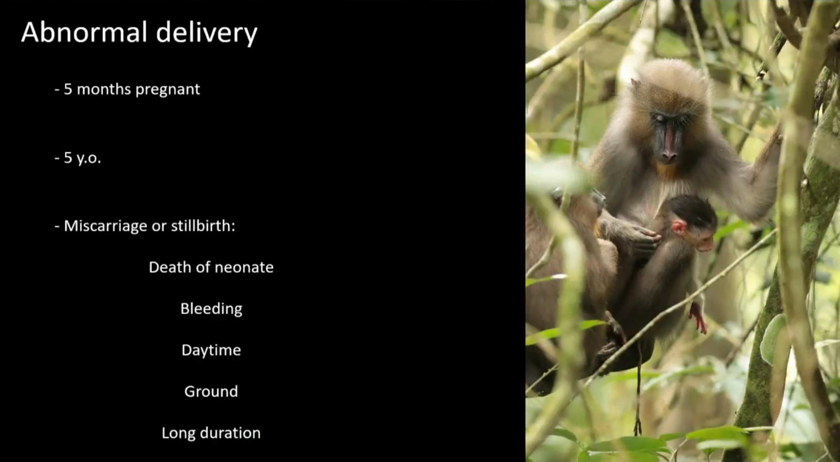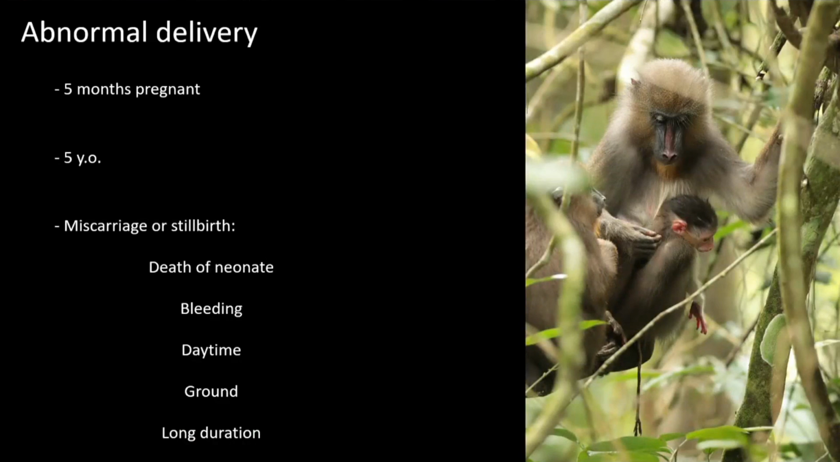The female was supposed to be around 5 months pregnant, which is the norm in mandrills. She was around 5 years old, which is also very close to the average age at first reproduction in mandrills. But there are some characteristics showing us that this was an abnormal delivery, either a miscarriage or a stillbirth.